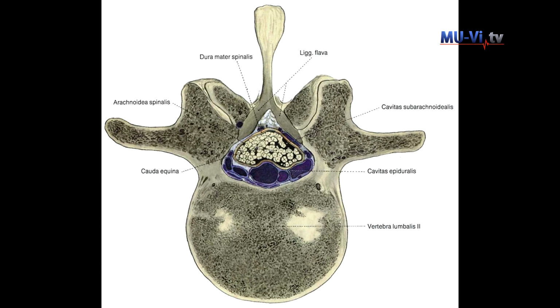On the next slide, it's the second lumbar vertebra. So we're just below the ending of the spinal cord. We're seeing the well-known cauda equina, surrounded by the dura mater, and you see how big the veins of this plexus are.